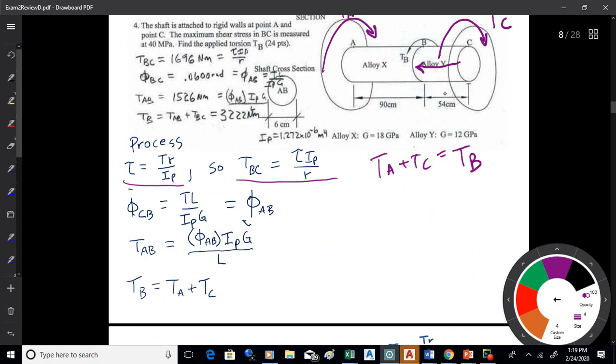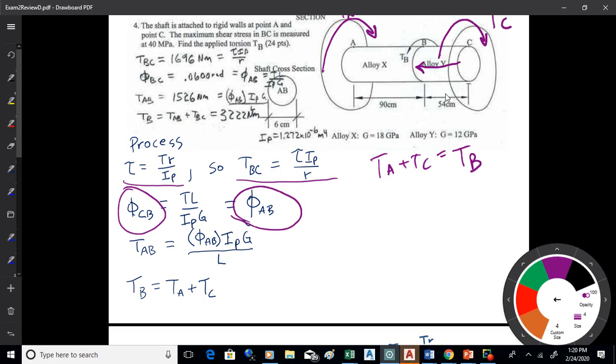Okay? Now the thing is that the angle measured from C to B will also equal the angle measured from A to B. They're the same angle. They're just measured from two different points of reference. From C to B, okay, and then from A to B. So if you can find the TL over IG from C to B, that angle then will equal TL over IG from A to B. So based on that, you can find TA. Once you've got TA and TC, just add them together and get TB. That's kind of how that one goes. So that's the process, okay?